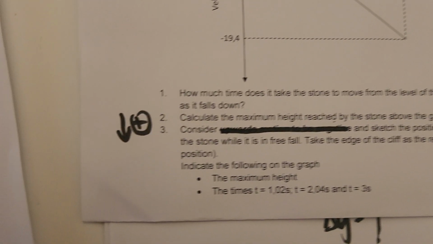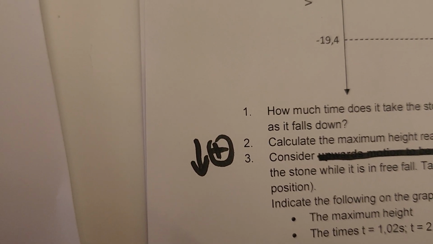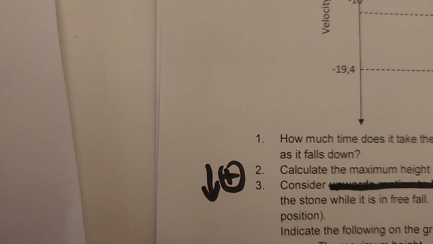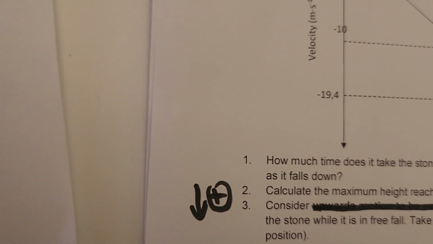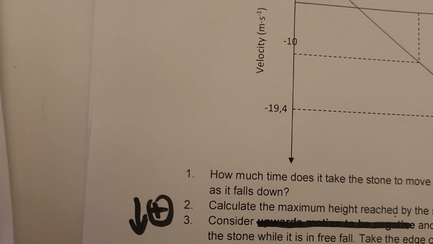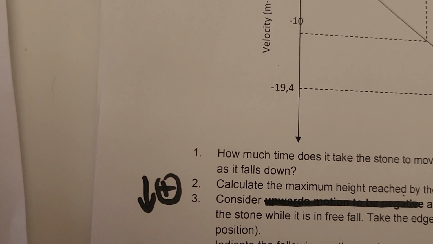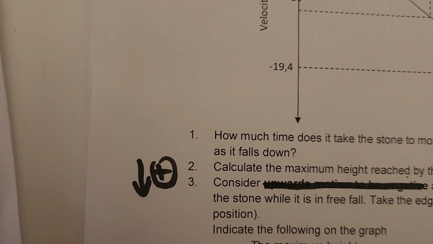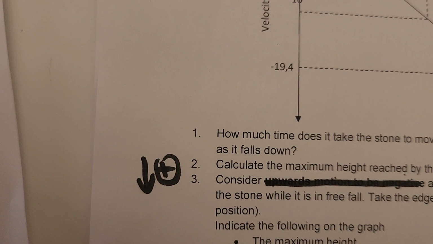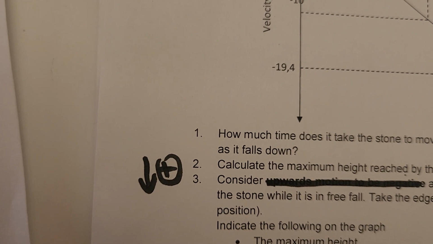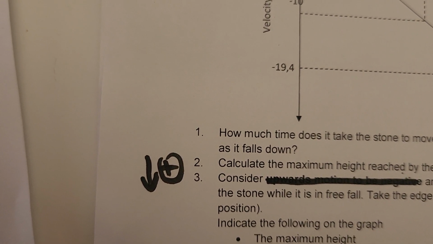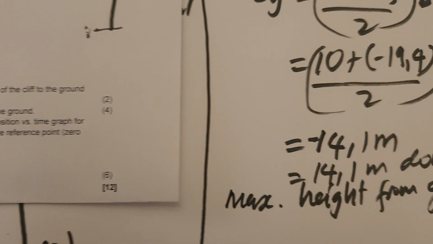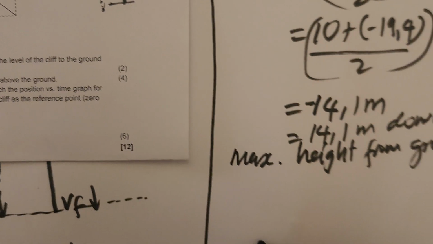Now the next question in this one, they say, consider all these points and then take downward as positive, obviously, or you can take even upward as positive. There will be 2 options. I'll show them both. Sketch the position time graph for the stone while it is in free fall. Take the edge of the cliff as the reference point, the 0 point, and indicate the following: maximum height and the total time here. Okay, fine. Let's do it in 2 options.